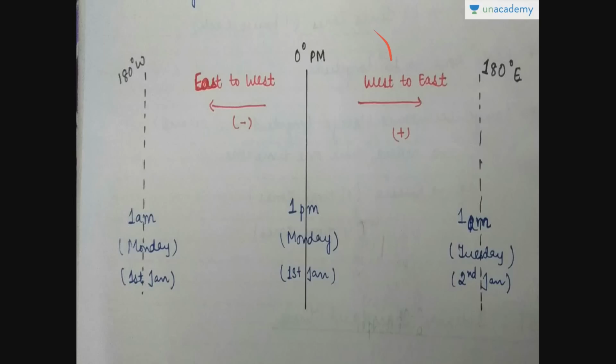So when we are moving from west to east, we are gaining a day. That means if at 0 degree it is 1 p.m., the day is Monday and the date is 1st January, when you cross this line, we are gaining a day. So the day becomes one extra. From Monday it becomes Tuesday while crossing, remember this. And the date goes from 1st January to 2nd January, one more day. So we are gaining a day.